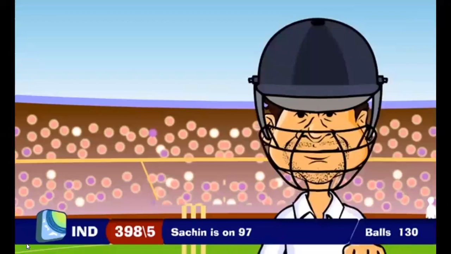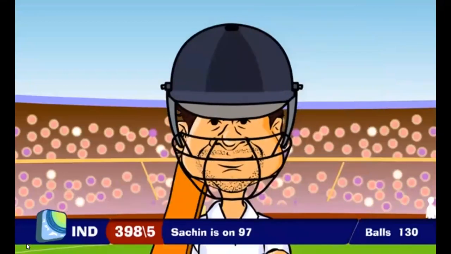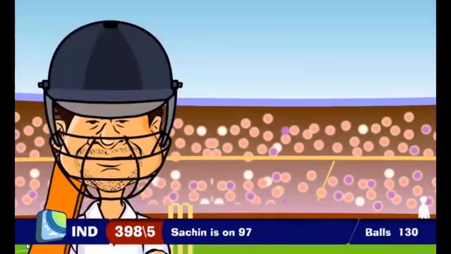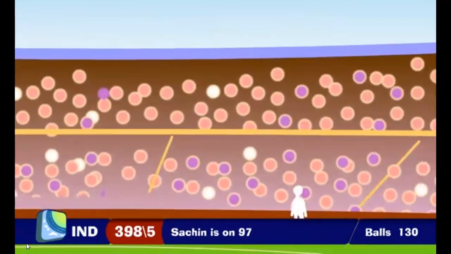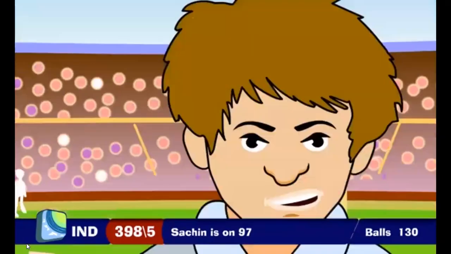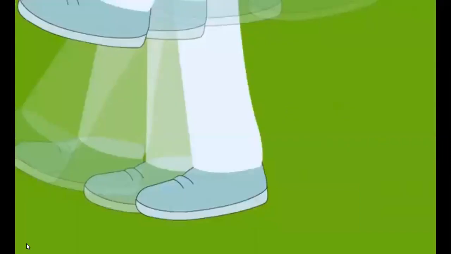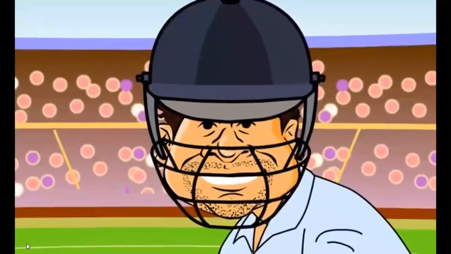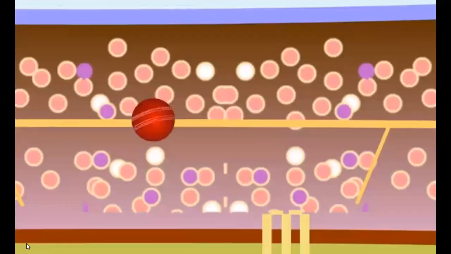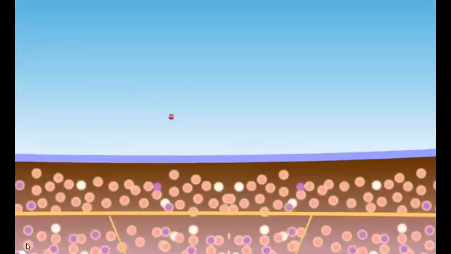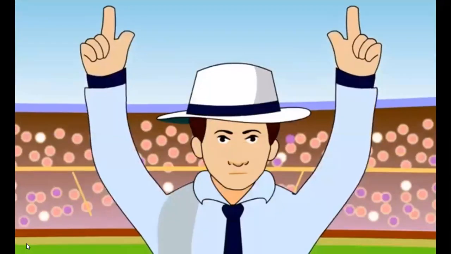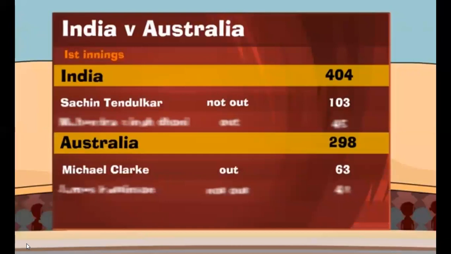Sachin has scored 97 runs. What a fantastic knock. Just listen to the crowd. What will Sachin do now? The big Australian fast bowler runs in. Sachin concentrates hard. The ball comes in. It's a six. What a shot. Sachin scores 100. India gets 400.